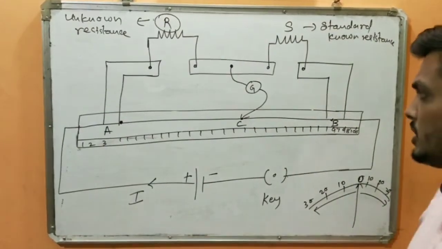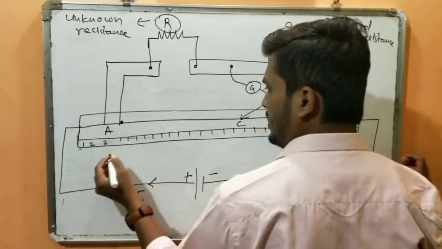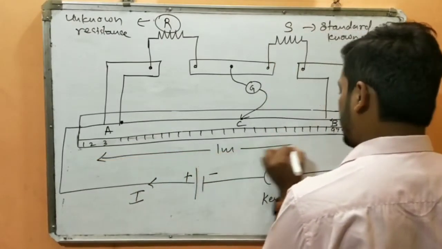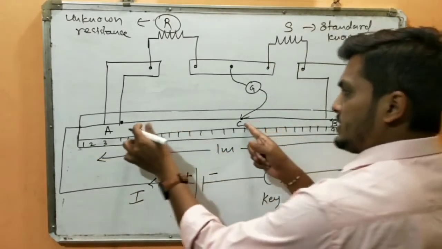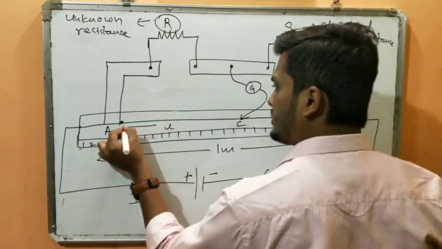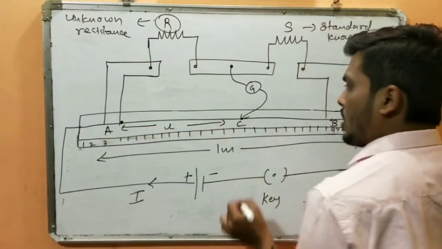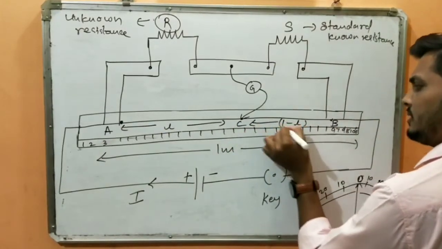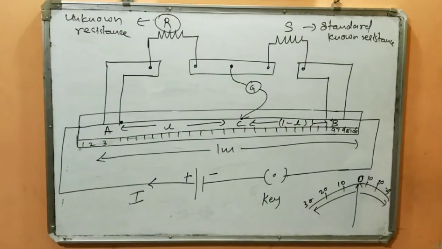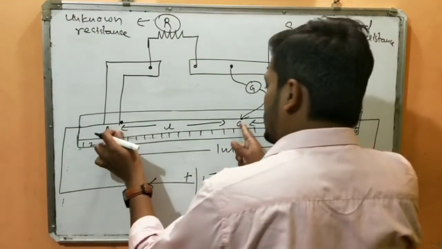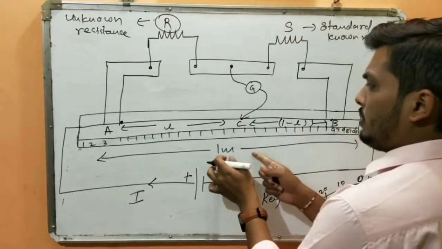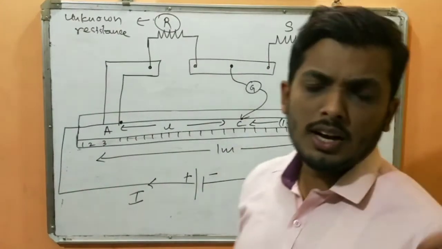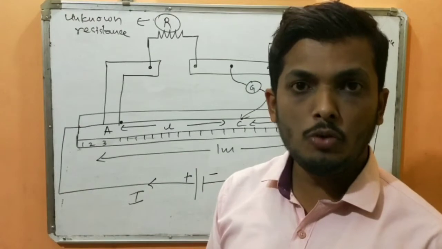Are you understanding, students? This wire is of 1 meter. So if this distance is L, what would be this distance? The wire is 1 meter, so this will be 1 minus L. Yes or no, students? If this is the distance L, the remaining distance will be 1 minus L.